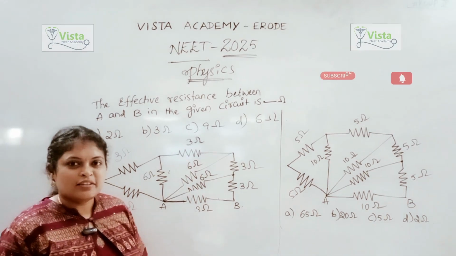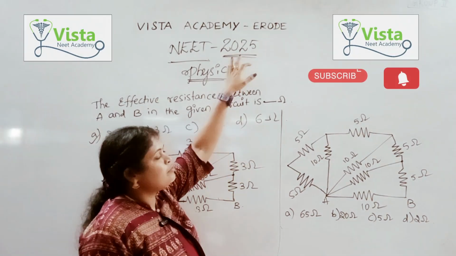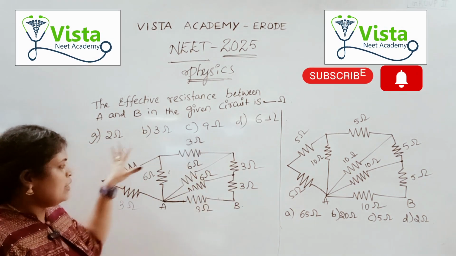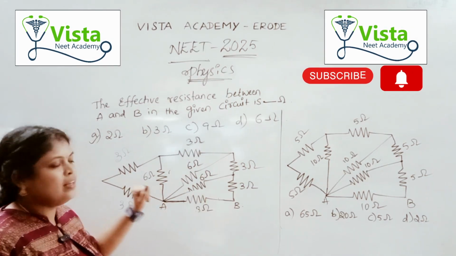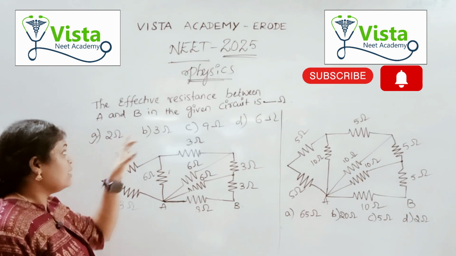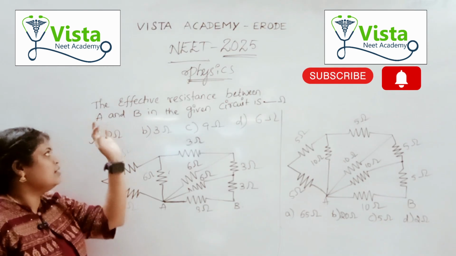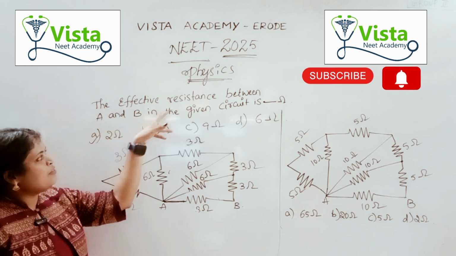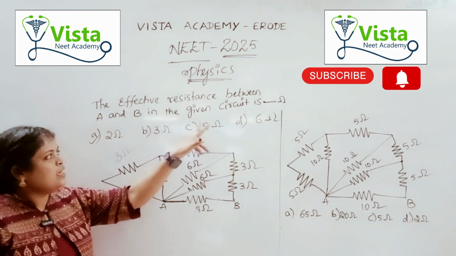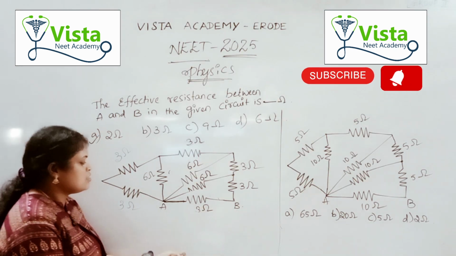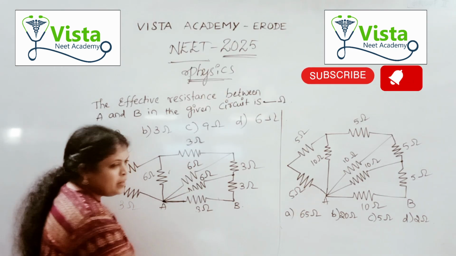Let us start our preparation for physics for NEET 2025. After seeing this whole entire question with the networks, we feel it is a little complicated and time-consuming. Let us see how we have to solve it within a fraction of seconds without any further delay. The question is, the effective resistance between A and B in the given circuit is, they are asking what is the effective resistance from node A to node B, right?